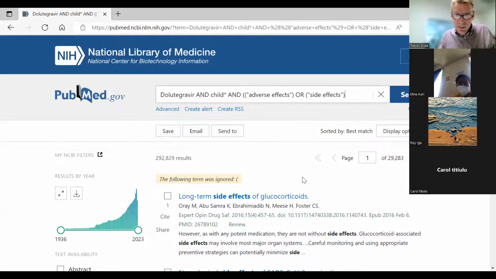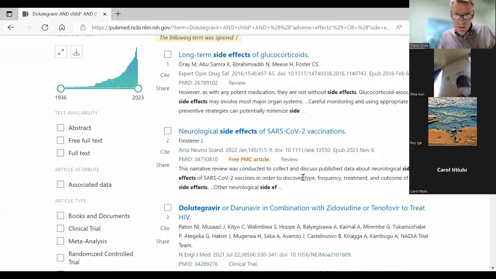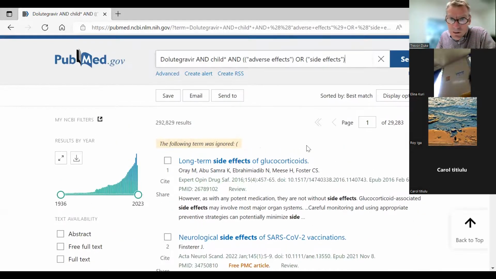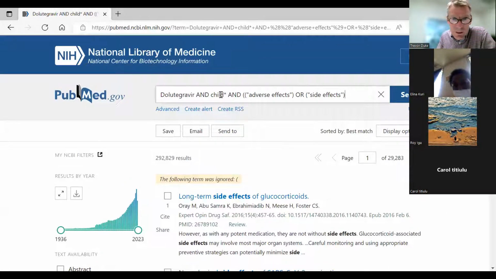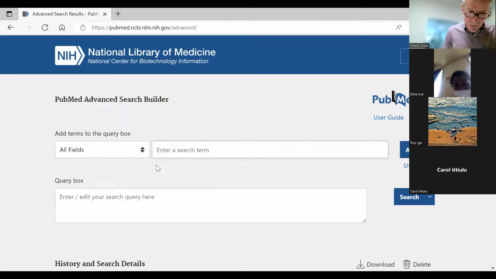Okay, now this is uncovered. Let's see, ooh, many papers. I think I might just start that again and only search on dolutegravir.